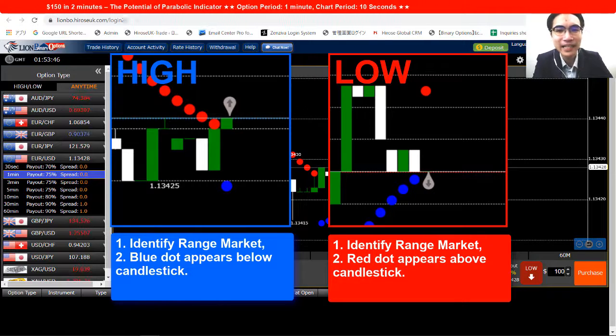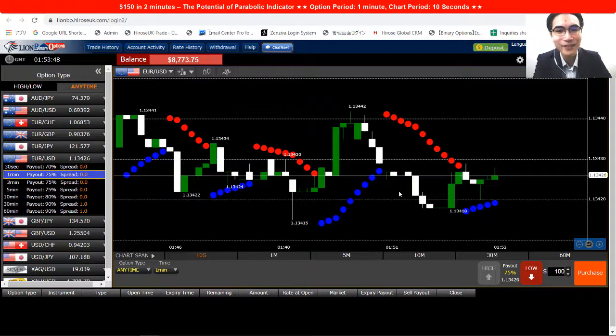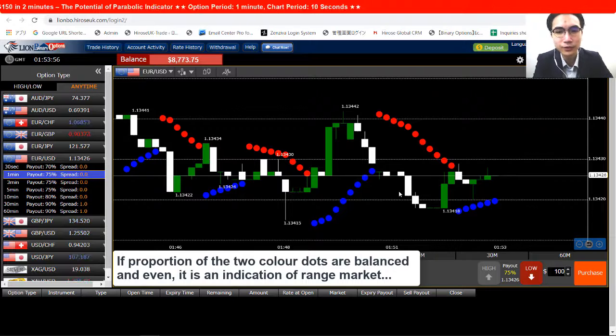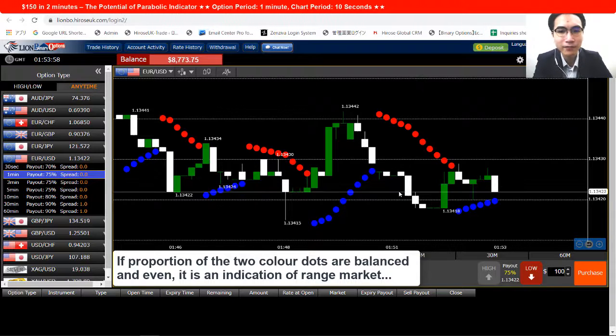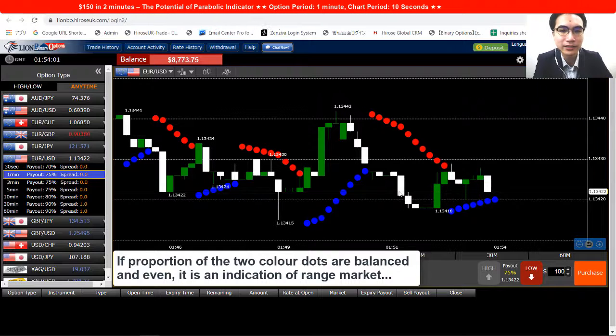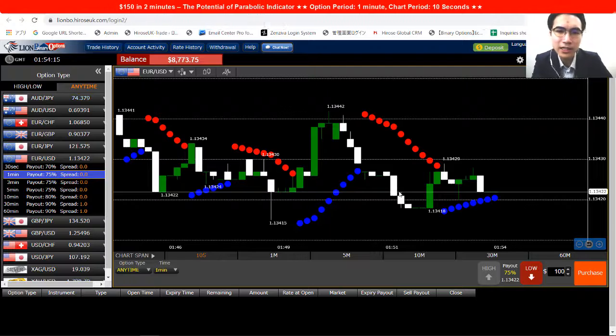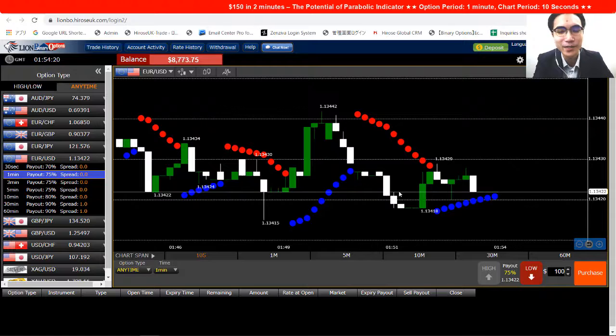Yep, just that simple. And just a last reminder on how you can spot a range market by using the parabolic SAR is just to look at the proportion of the two color dots. If they are quite balanced, and if the candlestick is not heading towards a particular direction, then we can identify that the market is in a range market, and then we can use this strategy to aim for profits. So that's pretty much it about the strategy, and that's it for today, and I'm happy to sign off with $150 profit today.